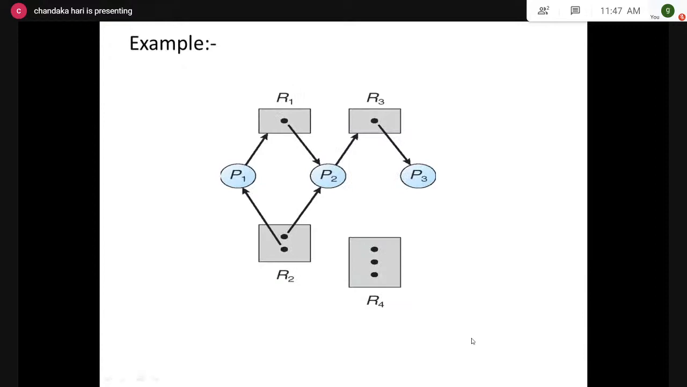Now, observe this diagram, everyone. There are three processes running in my computer system, P1, P2, P3. And there are four types of resources in my computer system, R1, R2, R3, and R4.